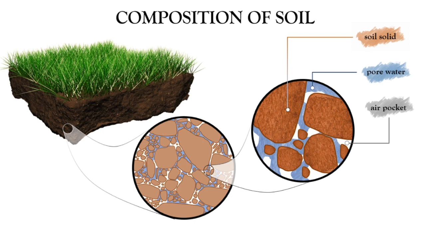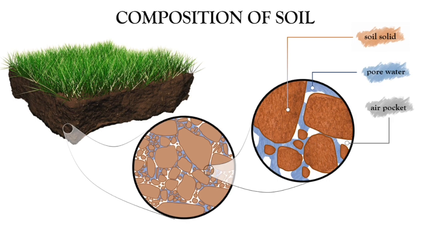So kung makikita ninyo dito sa ating illustration, meron tayo ditong soil solids. Ito yung mga solid particles. And we have the pore water. So ito yung mga tubig within the void spaces. So kasi may mga void spaces yan sa pagitan ng mga soil solids. So maaaring malagyan siya ng tubig or yung ibang part ng voids ay air lang. So that is the air pocket.